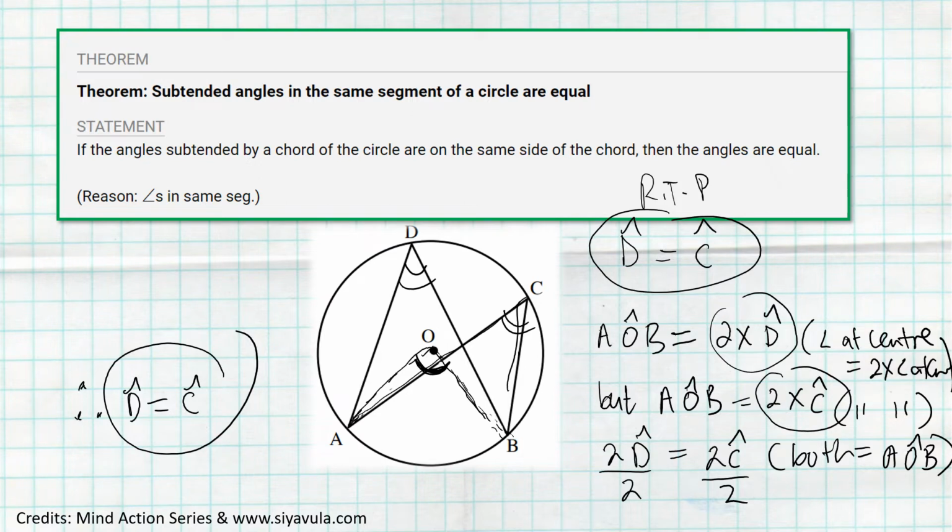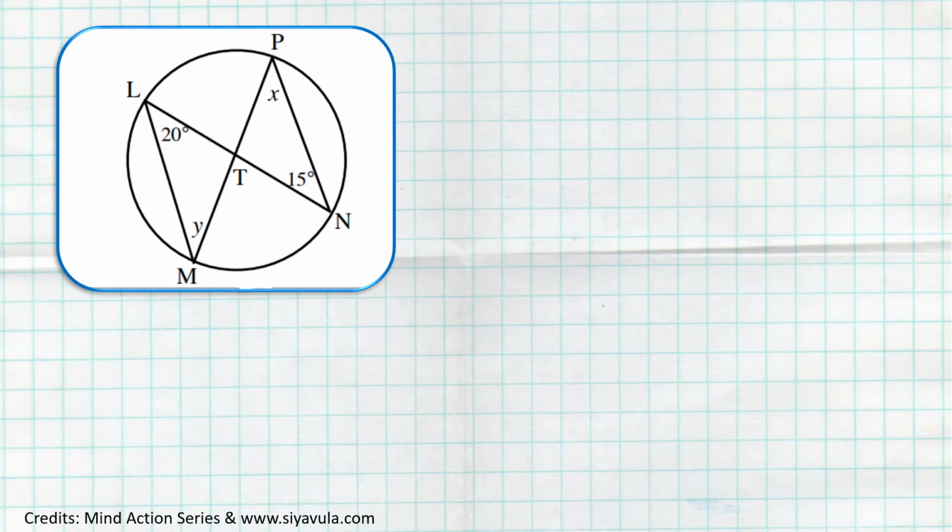They are equal. Okay, let's take a look at an example. Example number 1 says: solve for x and y, giving reasons for your answer. You just have a diagram there, right? How can we solve for x and y now?